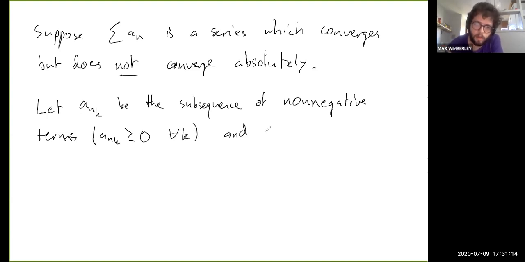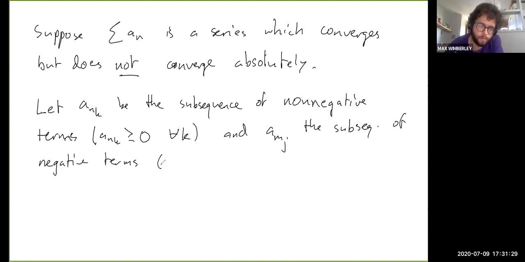And a_{m_j} is the subsequence of negative terms. So a_{m_j} is less than 0 for all j. So note that a_{n_k} and a_{m_j} are sort of complementary subsequences, right? Every term a_n belongs to exactly one of these two subsequences. Either it's non-negative, in which case it's part of this subsequence, or it's negative, in which case it's part of this subsequence, right?